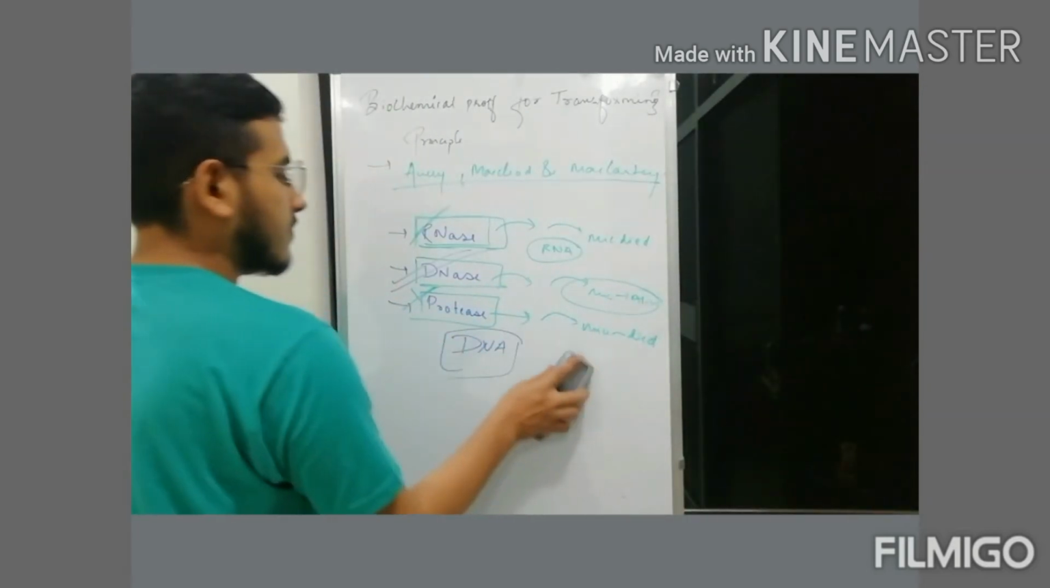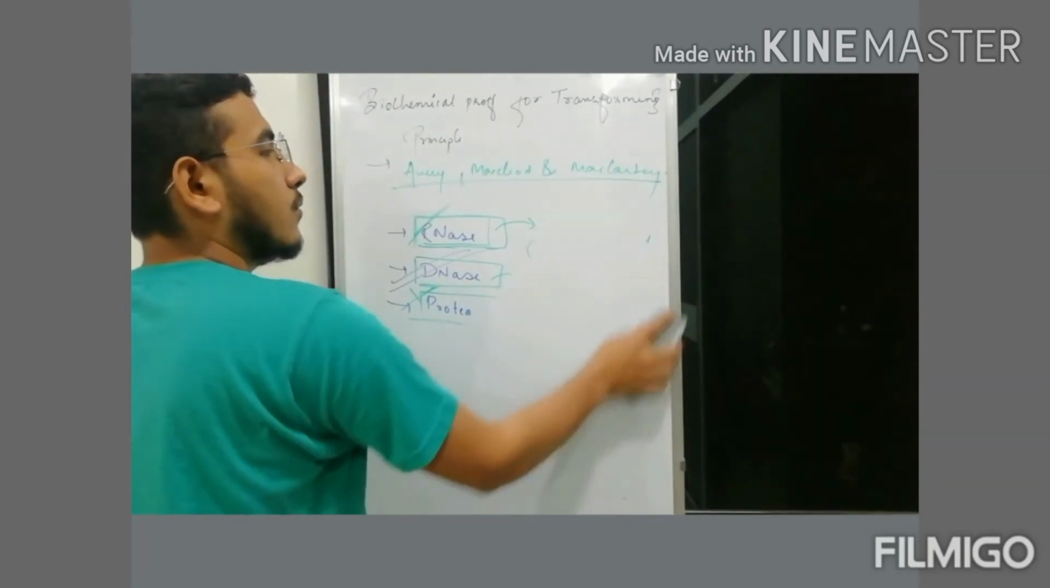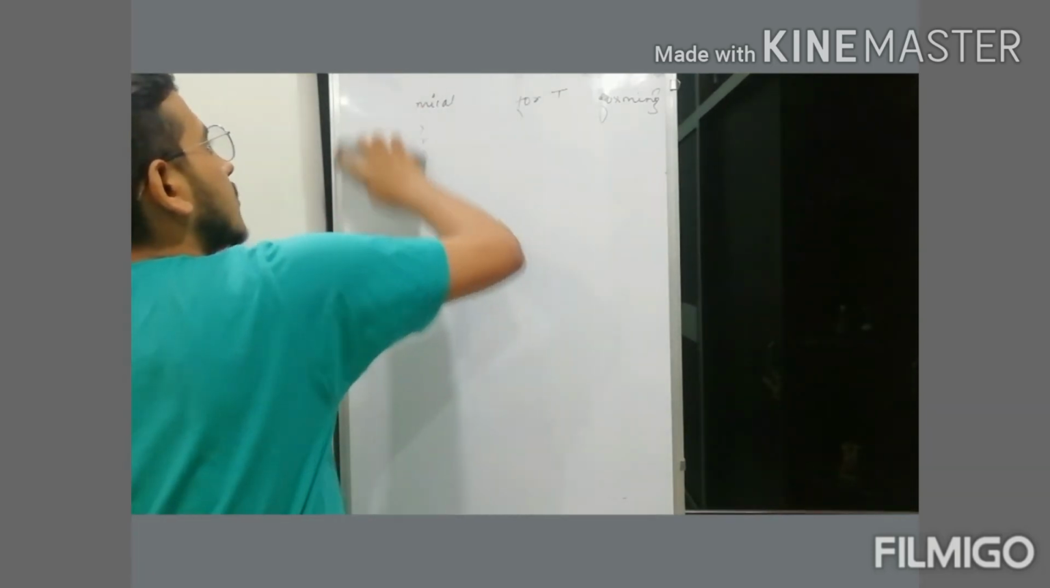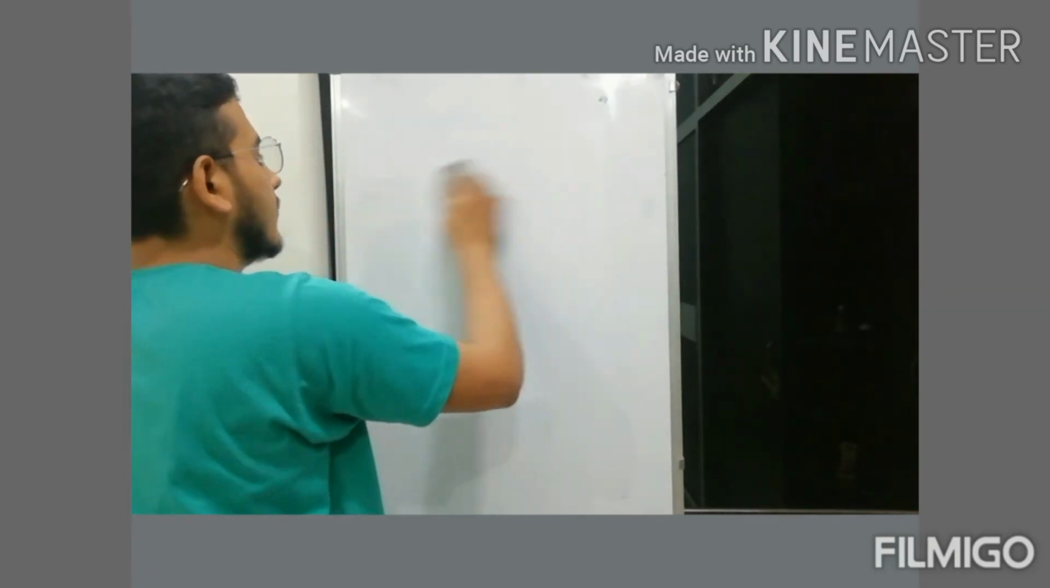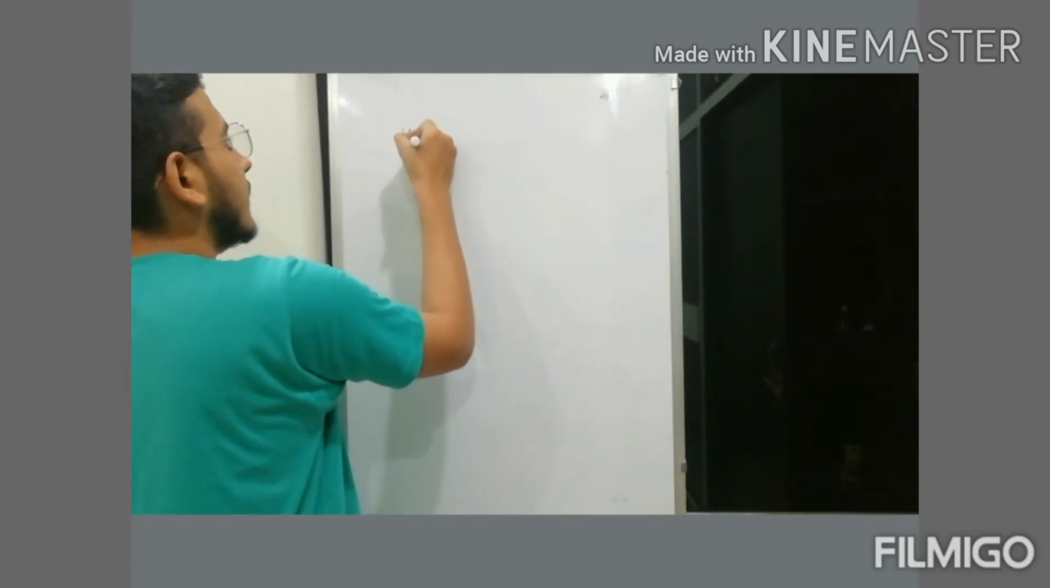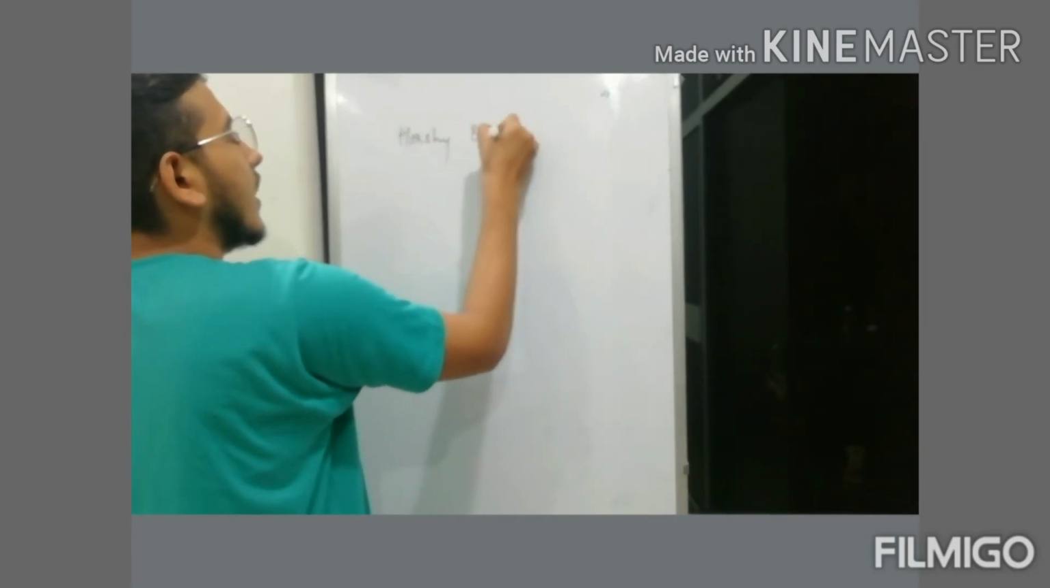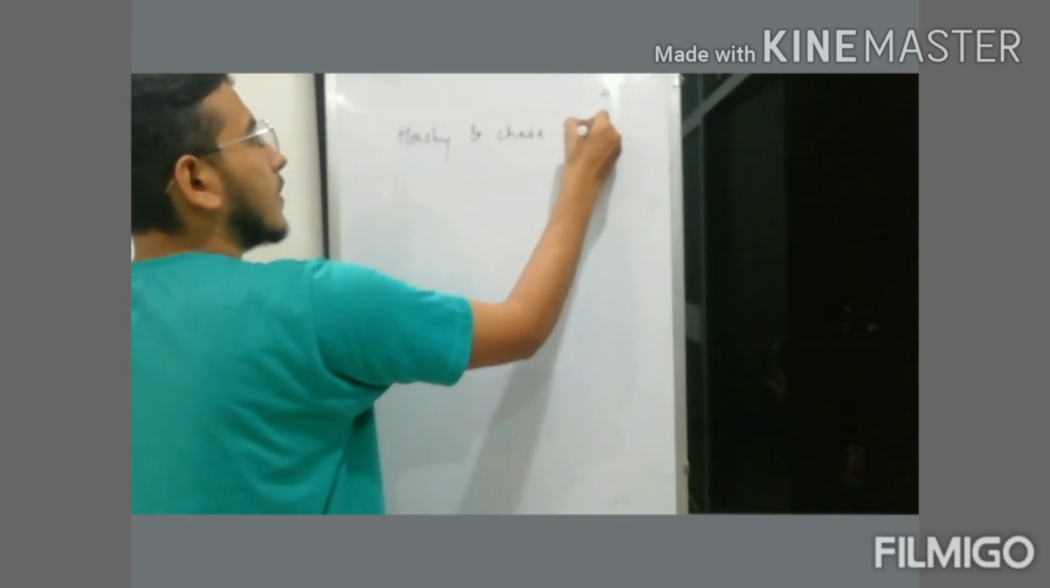Then there was another experiment, the Hershey and Chase experiment. So here they proved the biochemical nature of the transforming principle. Now the time came to give the unequivocal, final proof that DNA is the genetic material. For that another experiment came, the Hershey and Chase experiment.